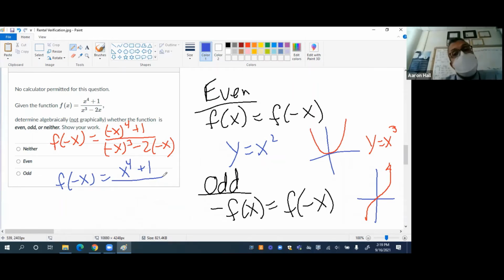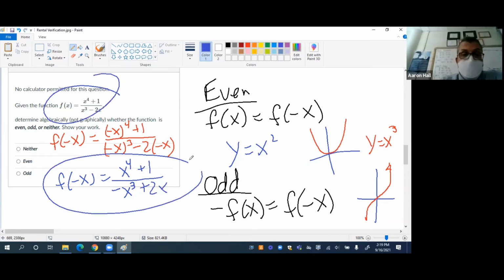Negative x times a negative x times a negative x gives me negative x cubed. So I get a negative x cubed. And then this negative 2 times negative x is positive 2x. Are these the same? No. So this cannot be even. Now the question is, is it odd? If it's not odd, then it has to be neither.